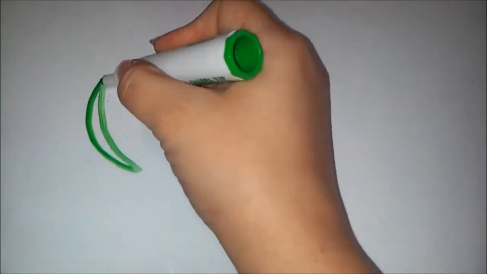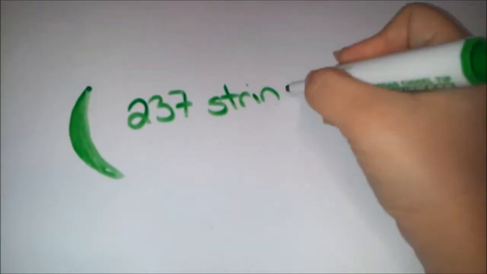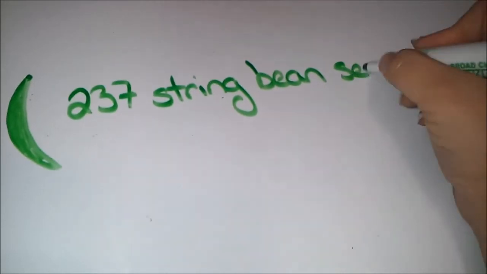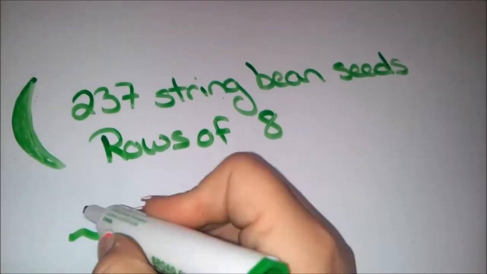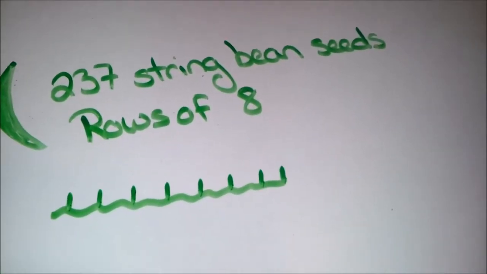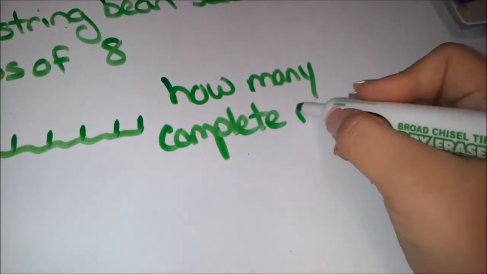Let's try a word problem involving some string bean seeds. Let's say we have 237 string bean seeds, and we want to plant them in rows, and each row we want to contain 8 seeds. There we go, 8 seeds in a row. The question is, how many complete rows can we make?